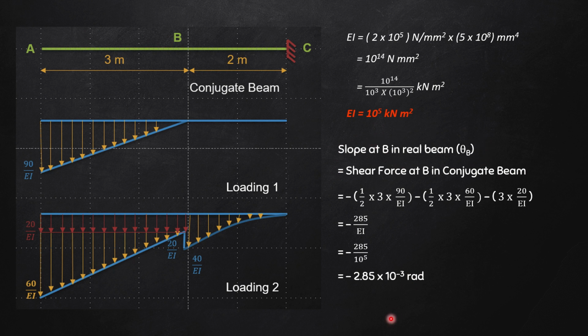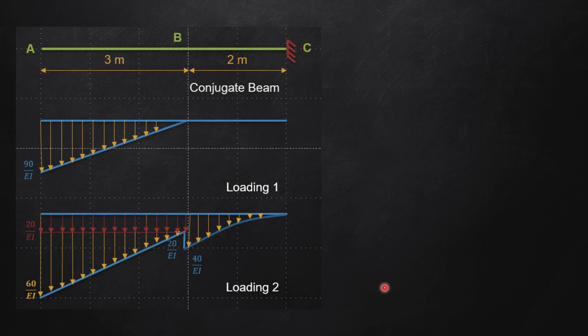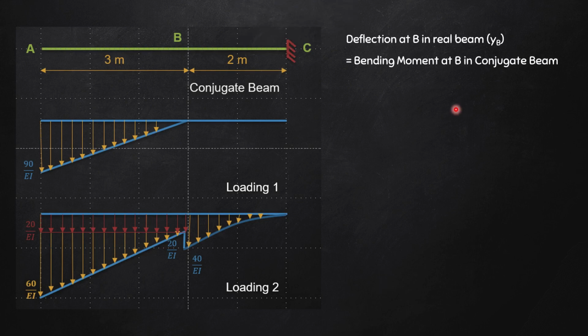Now please remember, in the sign convention it was told that if the slope is negative, right, then it indicates that the angle of rotation is clockwise. So therefore you should always write the answer like this: slope at B in real beam, theta B, is equal to 2.85 into 10 raised to the power minus 3 radian clockwise. Okay, so we have found out the slope at B. Now let us find out the deflection at B in the real beam, that is YB. I'm going to find out the deflection at this point.